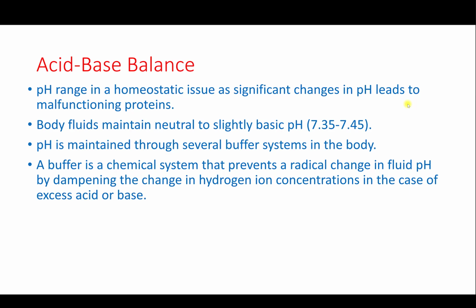For the acid-base balance, we need to remember that we have the blood that is slightly basic. We're talking about 7.35 to 7.45, so a very limited range of movement. And to maintain it, we need a buffer. And if you remember, the buffer is a system that will refuse or oppose changes in the pH.